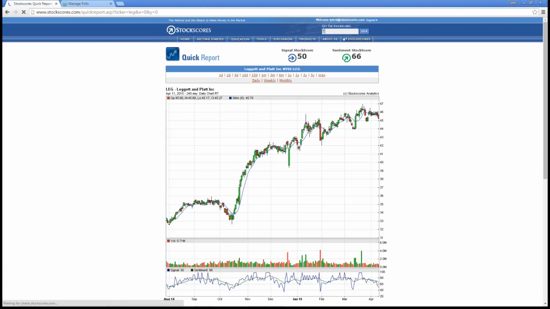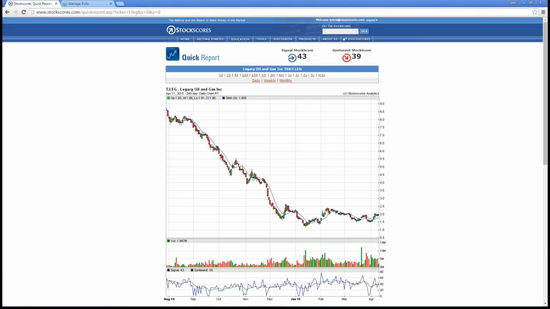Leg, I'm going to assume you mean Canadian leg, which is Legacy Oil and Gas. It's trying to base right now. It's broken its downward trend. It's starting to switch to rising bottoms from falling tops, so that's a good sign. Support right now at about $1.50. So if it closes below $1.50, I think it goes down and maybe retests $1.